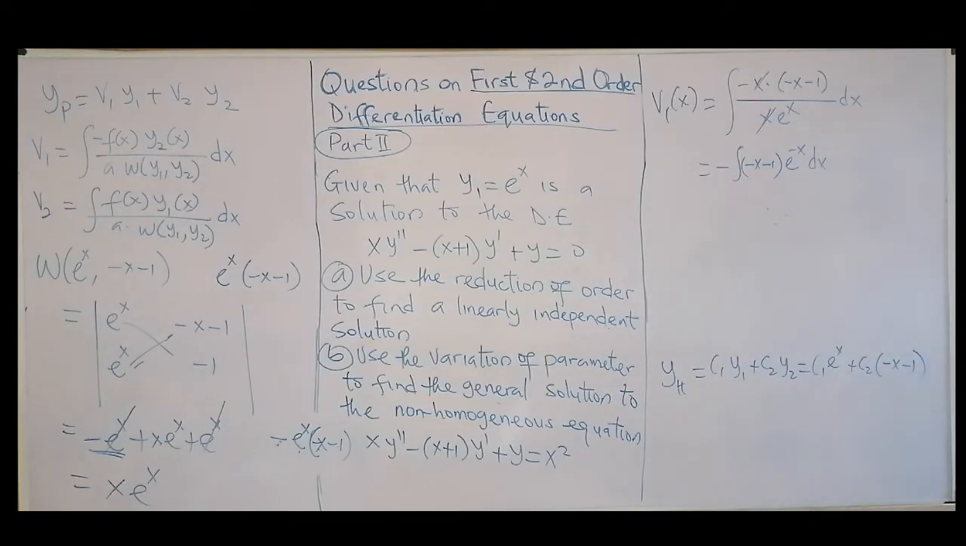Okay. For this one, we can also factorize the negative here. We can take negative out, and that will be x plus 1. So if that minus goes outside to become positive, then we have what? We have the integral of x plus 1 e to the power minus x dx. So that's what we have there.